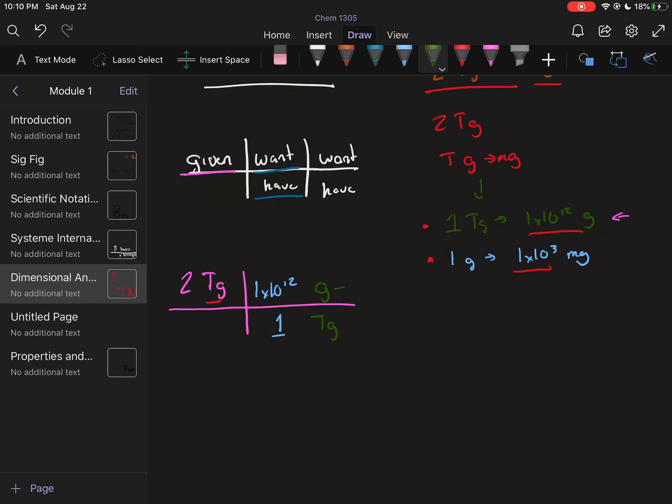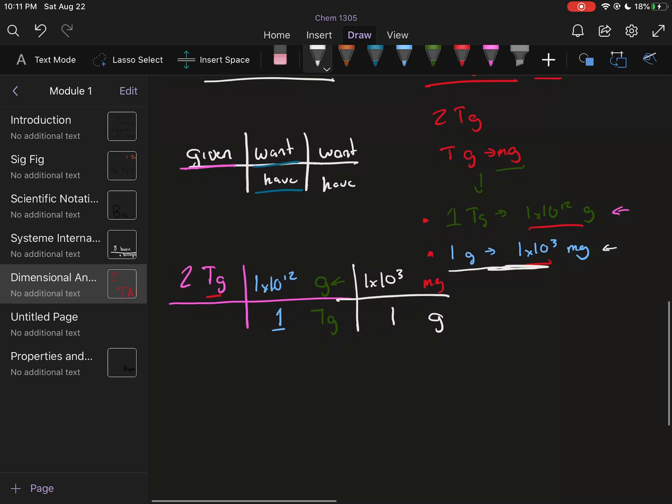And are we done yet? No, because we have grams, we actually want milligrams. But that's easy, because we have another conversion, right? So we said that we have grams, and we want milligrams. Well, again, you just use this one, right? So it's 1 gram and 1 times 10 to the third milligrams. Pretty simple.